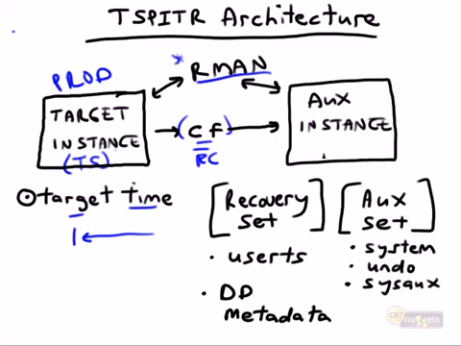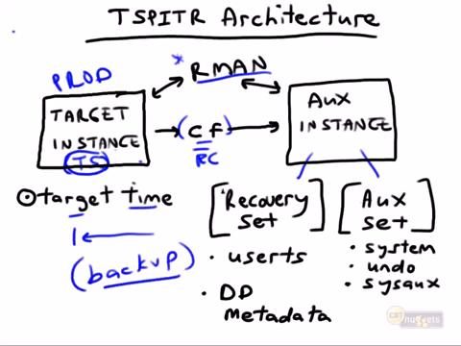The auxiliary instance is going to tap into two sets of data files. In Oracle terminology, they're called the recovery set and the auxiliary set. The recovery set deals with the table space that's in question, not only the one that actually exists on the target instance, but also the copy that's in your backup repository. And of course, we do in fact have to have a good backup of that table space in order to do this to begin with.